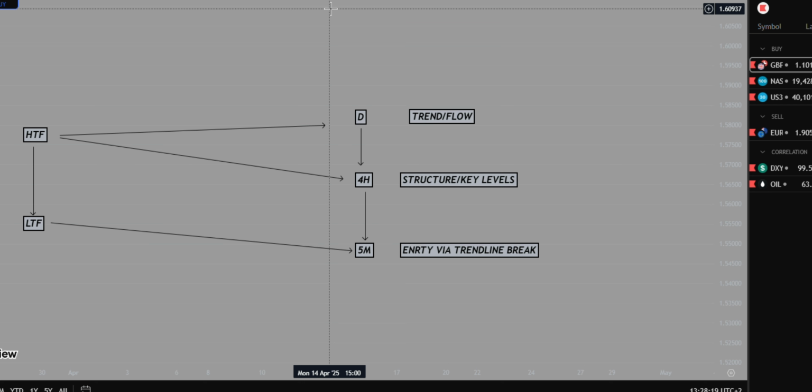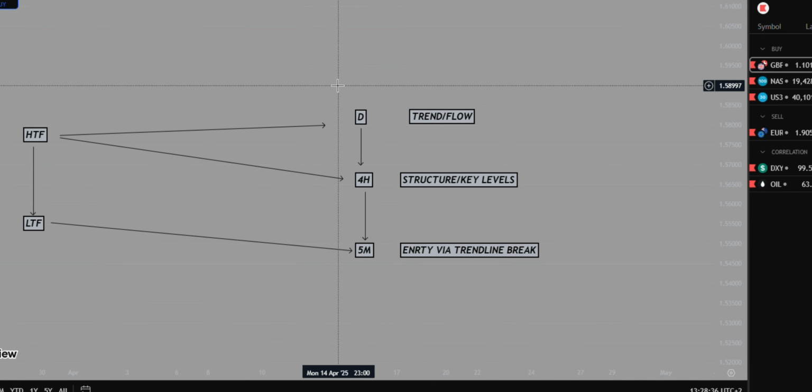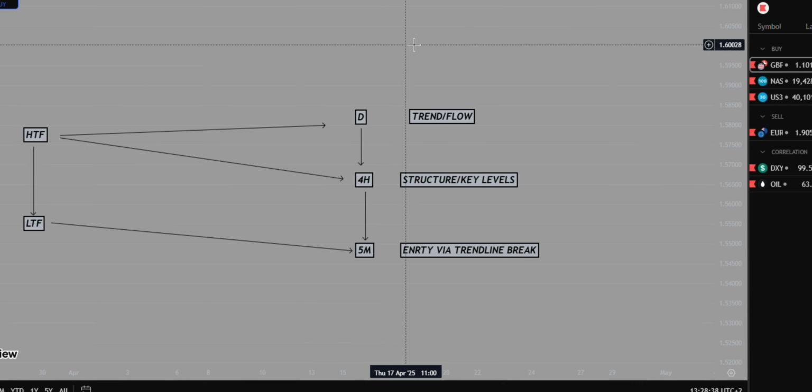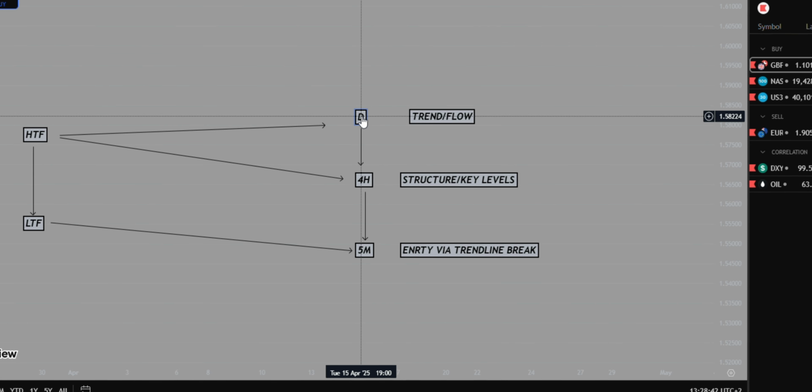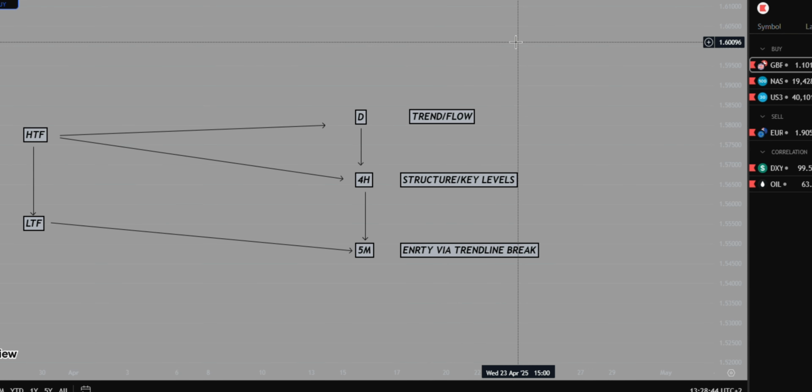So it's all about the time frame alignment. We always want to start in a higher time frame to define our trend, and then we drop to the lower time frame. Starting with the higher time frame, I have two higher time frames, which are the daily and the 4-hour. So on the daily, we start there. We identify the trend or flow. So we identify if the flow is bearish or bullish.